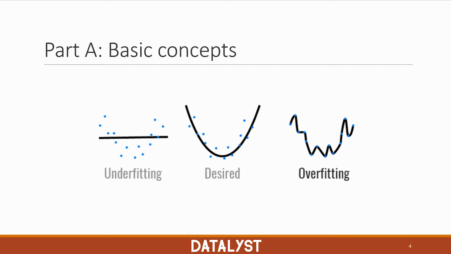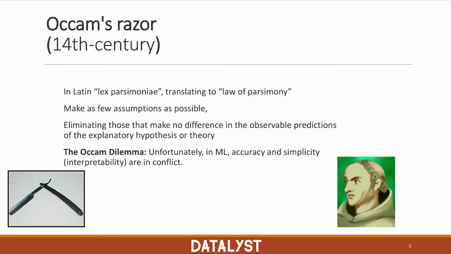So let's start with some basic concepts. Occam's razor is a very important tool in our toolbox, which refers to a heuristic that says that simpler explanations should be preferred over more complex ones. So this means that if you have two models and they perform the same, you should try to use the simplest one. You should make as few assumptions as possible around a problem, and you should eliminate those assumptions that make no difference in the observable predictions.